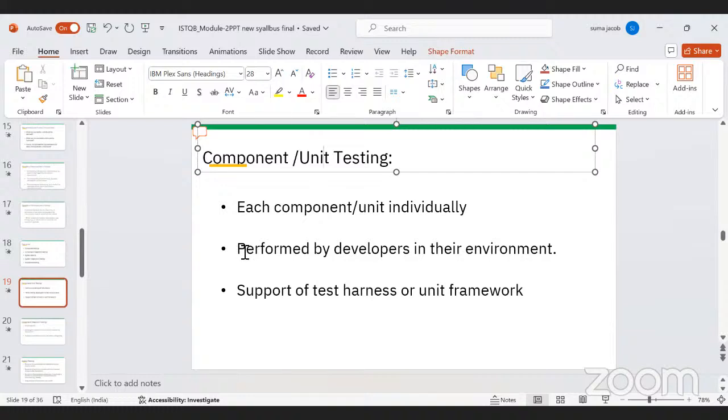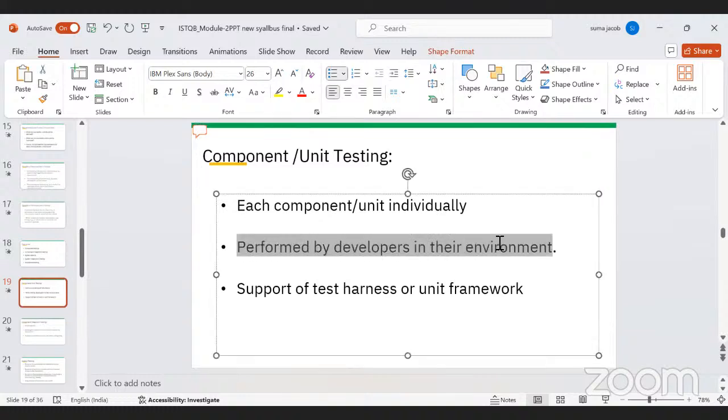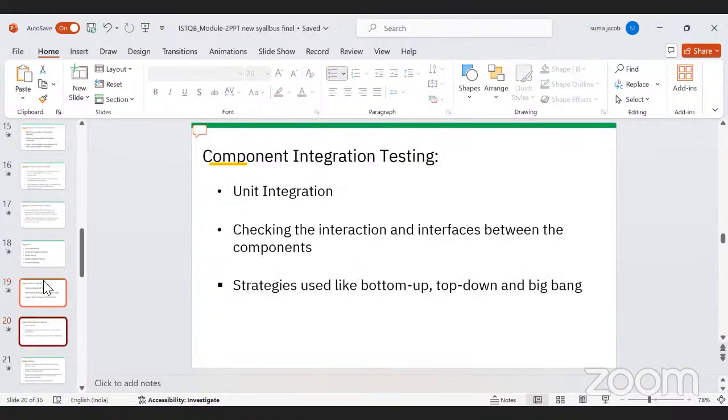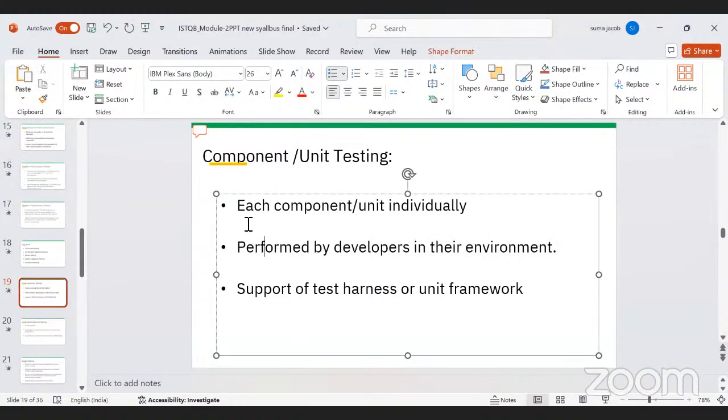So who will be doing it? Developers will be doing the unit testing in their environment. They might take the support of a test harness or unit framework. Sometimes what happens is, as we have discussed, unit testing is the first stage of testing. So when you want to do the unit testing of a particular unit, you might need the response from a different unit.